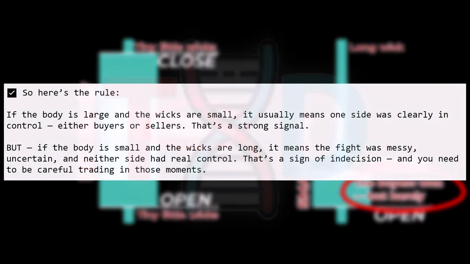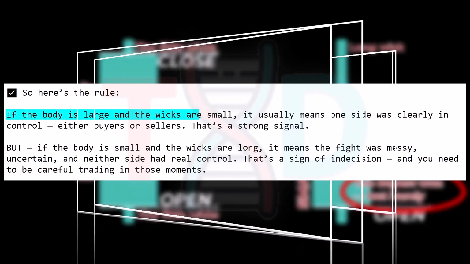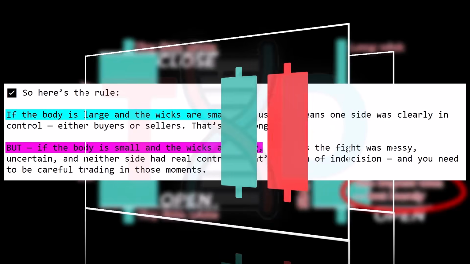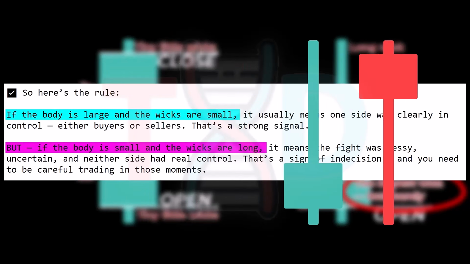So here's the rule. If the body is large and the wicks are small, it usually means one side was clearly in control, either buyers or sellers. That's a strong signal, but if the body is small and the wicks are long, it means the fight was messy, uncertain, and neither side had real control. That's a sign of indecision, and you need to be careful trading in those moments.